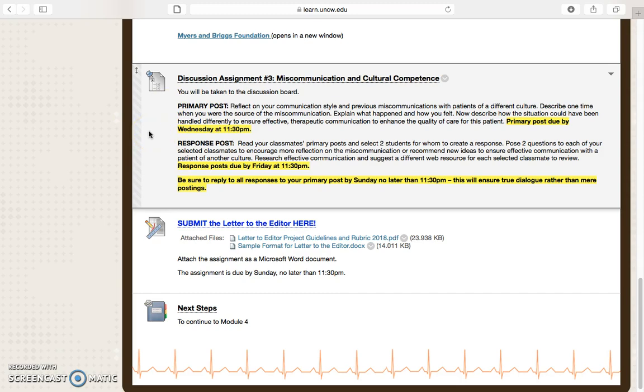This week is really important. We're talking about miscommunication and cultural competence. And these two parts of the discussion are necessary to get full credit. So you want to make sure you hit both pieces of the miscommunication and the cultural competence. One of the biggest parts of this discussion primary post is going to be when you were the source of miscommunication. You want to explain a time, what happened, and how you felt when you were the source of that miscommunication in your job as a nurse.